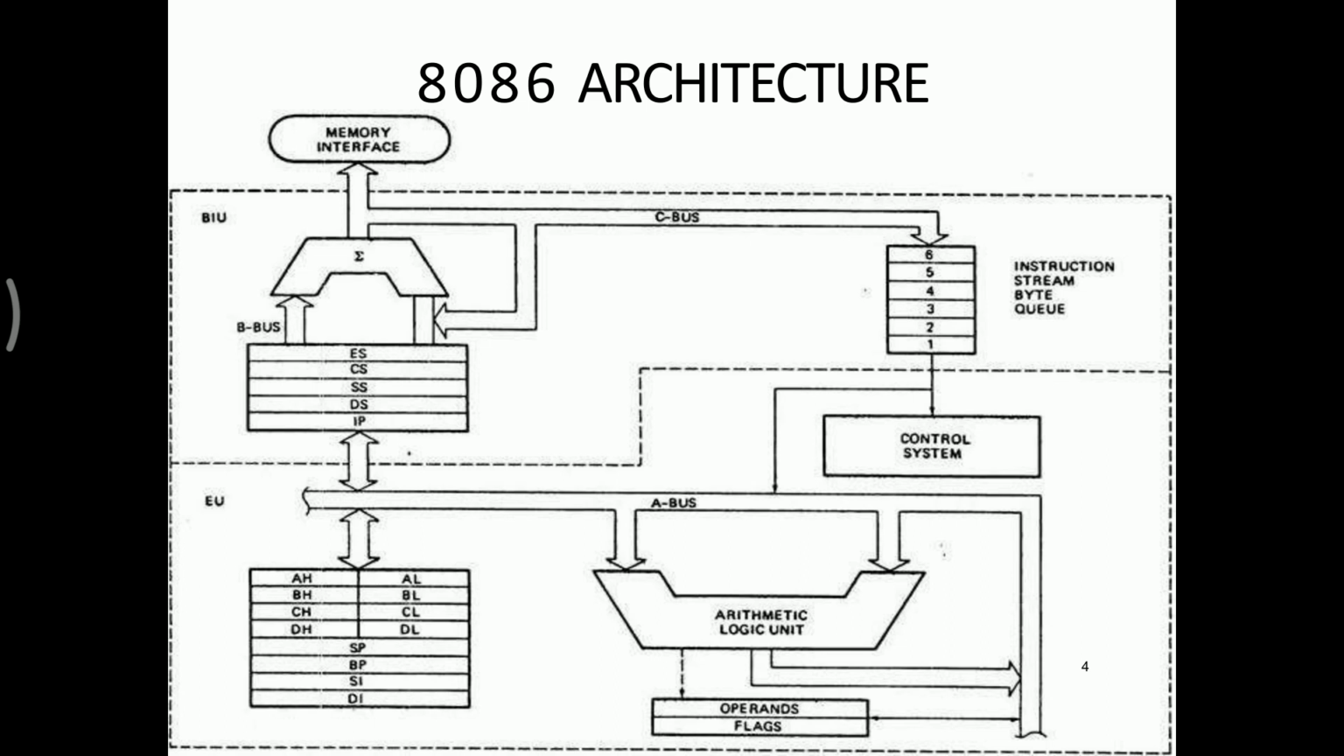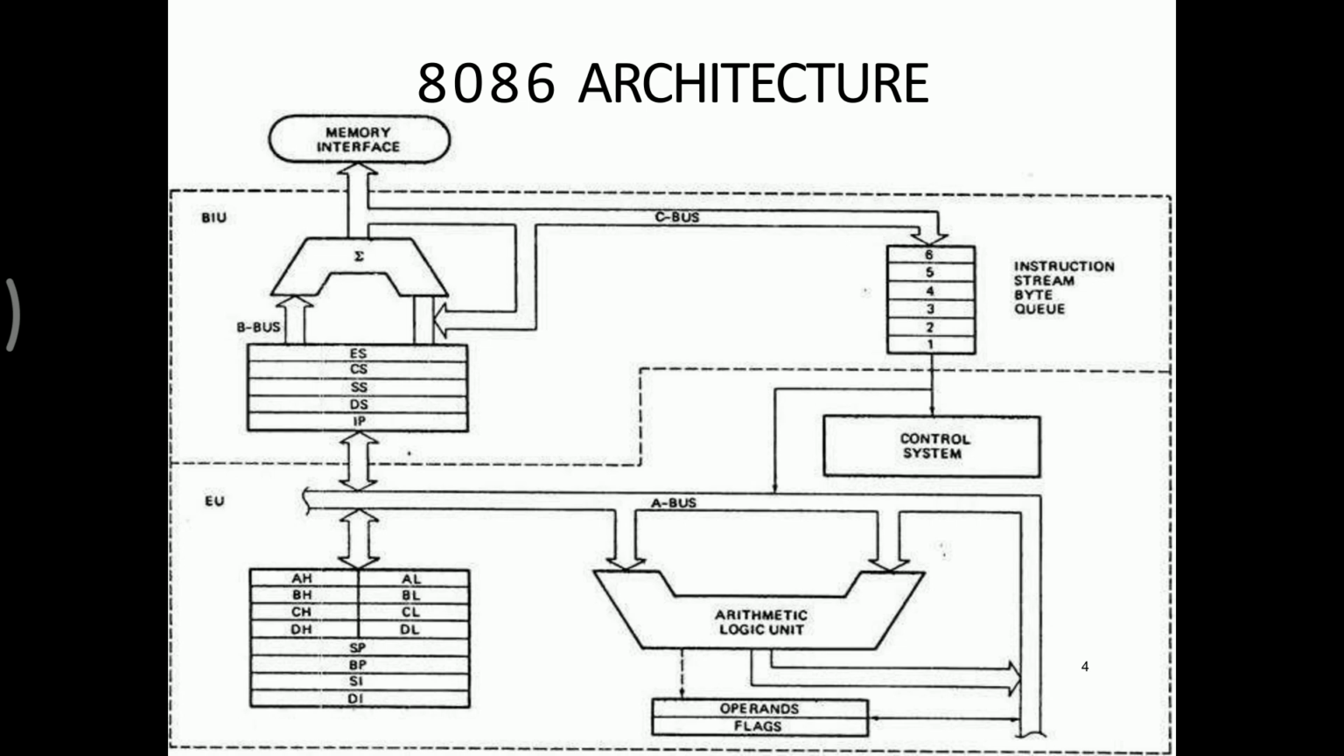What is the purpose of the BIU? It fetches the data. What is the purpose of the EU? It executes the data. So the BIU fetches, the control system decodes, and finally the decoded value is given to the execution unit for the execution of the instruction. This is the general description of the microprocessor.